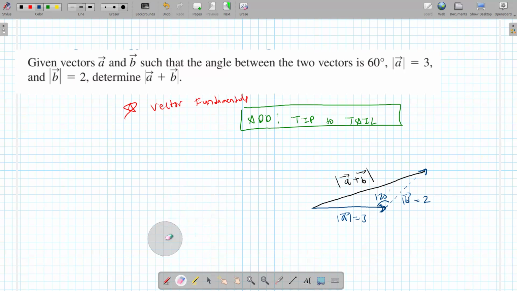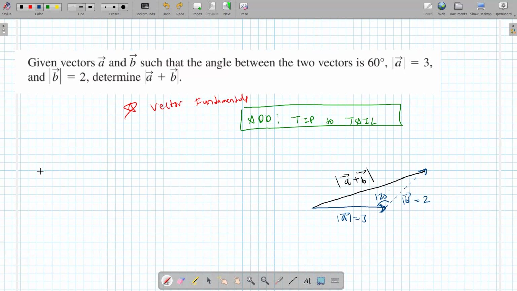Sine law you'd use when you have a pair. By pair, I mean the opposite side length and its angle. Here, you don't have any pairs. So this is not a sine law problem. This is a cosine law problem, okay?